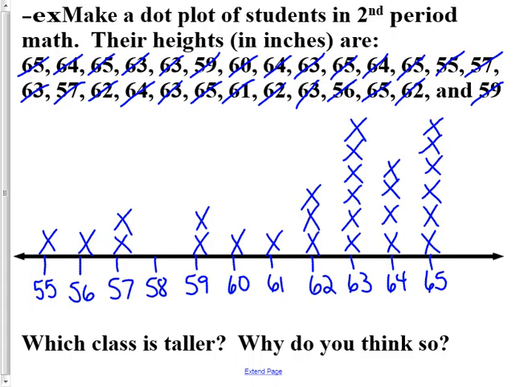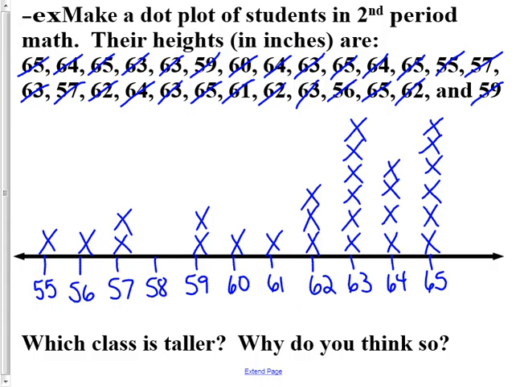All right, now that you've had a chance to do this, when you look at it, you should have one person that's 55 inches tall, one that's 56, two that are 57 inches, nobody was 58 inches tall, two that are 59 inches tall, so forth and so on. So now, if we wanted to, we could compare this class to our first period class.